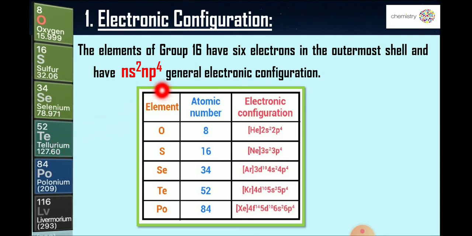And how many electrons are there in a valence shell? 4 plus 2. Total 6 electrons are present in the outermost shell, valence shell, and it has an ns2 np4 general outer electronic configuration. It's the first periodic property, electronic configuration.